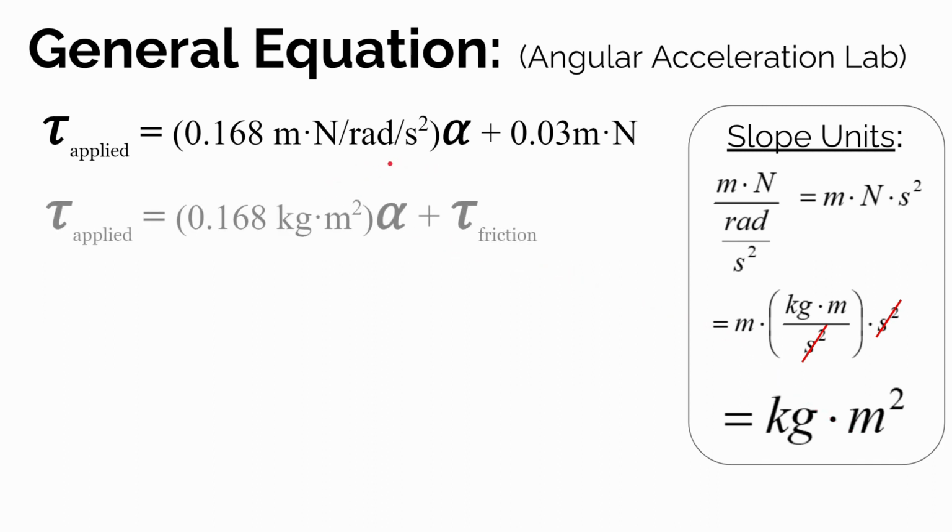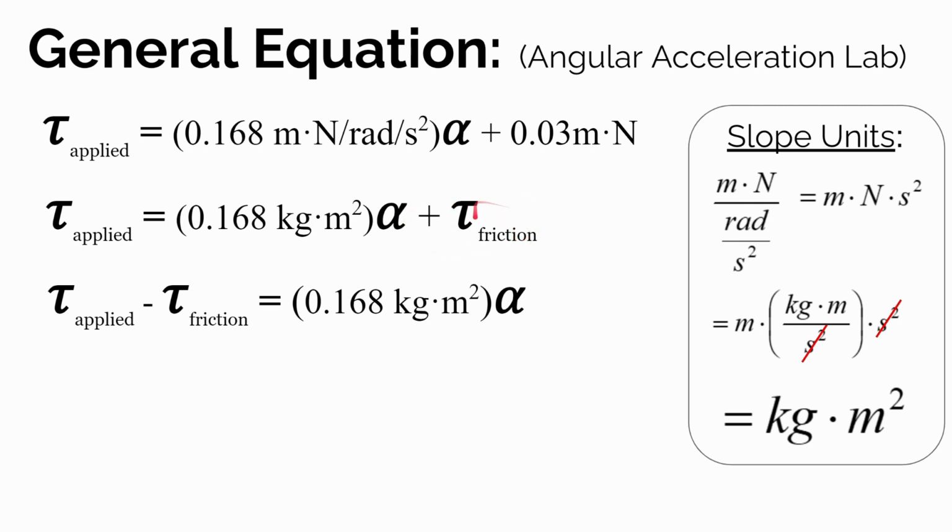So let's rewrite our equation now. We get the applied torque is equal to 0.168 kilograms times square meters, all times angular acceleration plus the size of the frictional torque. Right? We said it took about 0.02 newton meters or about 0.03 newton meters of torque applied before there was any angular acceleration. To get to our general equation, I'm going to manipulate this just a little bit. So I'm going to subtract the size of the frictional torque from each side, and it's going to cancel out on the right side, and it turns out that the applied torque minus the size of the frictional torque is equal to the slope times the angular acceleration.